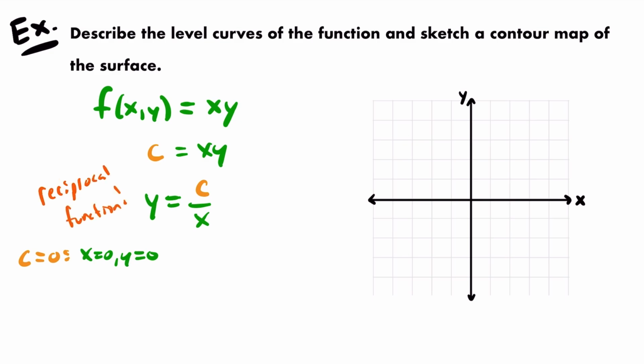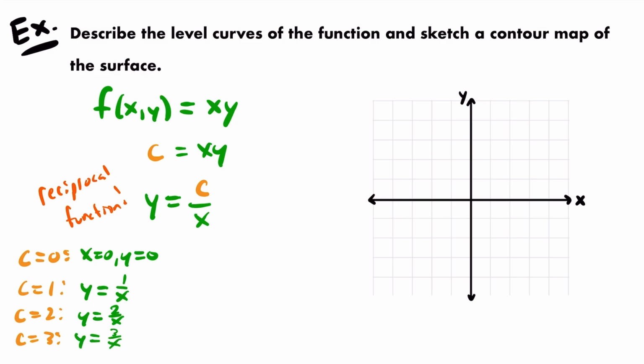Okay, so let's take a look at some of those. Let's look at c equals 1. When c equals 1, you will have y is equal to 1 divided by x. Just replace that c with 1. And then when c equals 2, we'll get y is equal to 2 divided by x. And for c equals 3, we'll get y is equal to 3 divided by x.